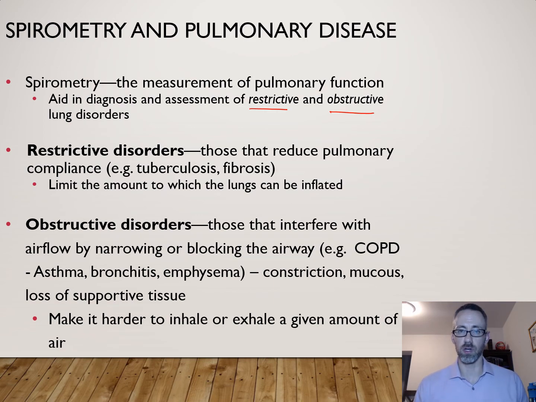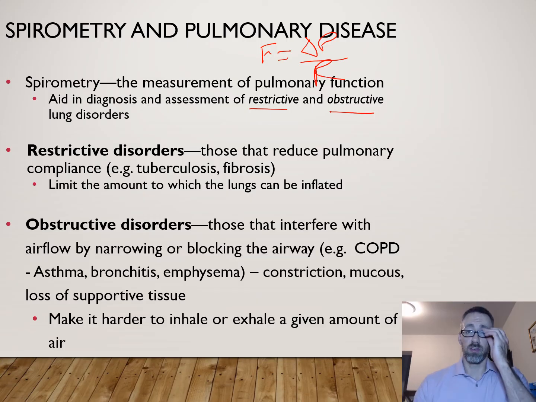An obstructive disorder is just as it sounds: it's going to obstruct the airway. This is going to interfere with airflow by either narrowing the airway or blocking it. An example would be COPD, chronic obstructive pulmonary disease, or asthma. Asthma actually causes constriction of the airways, and constriction of the airway would increase the resistance to airflow. As a quick reminder, and I know I've drawn this already before, so hopefully you'll have it memorized by now, flow is delta P over R.